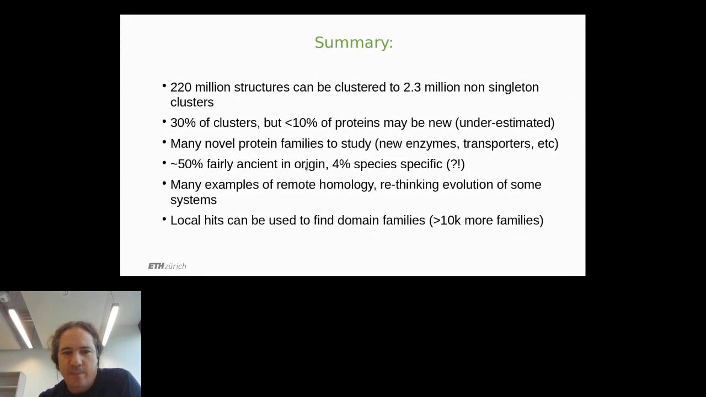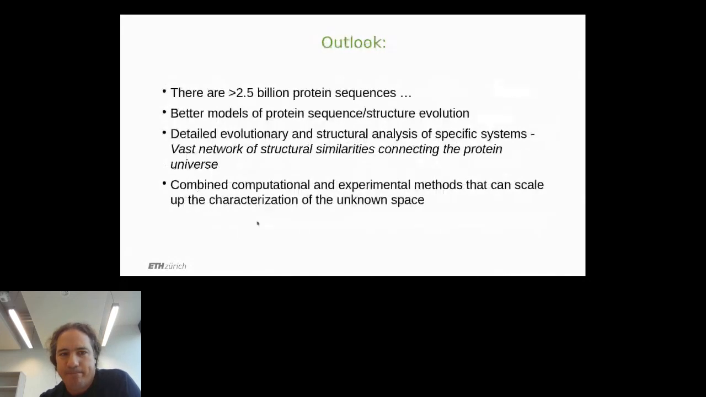There's many that seem species specific, and I would have to imagine that most of these are errors. But if these are not errors, then this is interesting because it suggests that there could be a fairly rapid de novo gene birth events happening that look like something that's structured. We find many examples of this remote homology, which led to some rethinking of the evolution of some of these systems. And we show that local hits can be used to find these domain families.